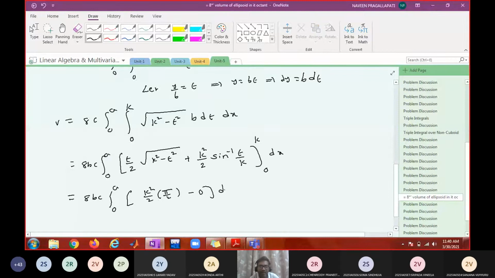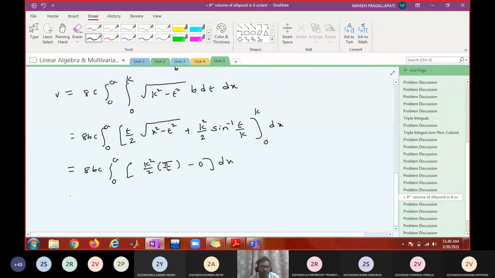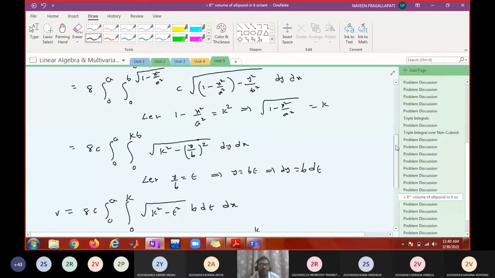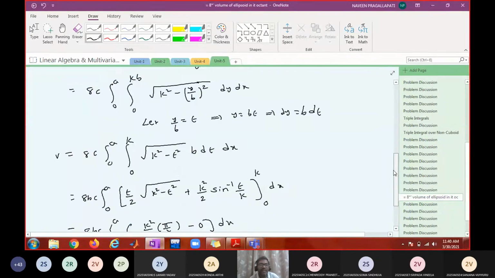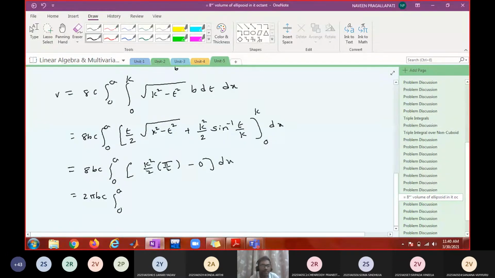Dx. Is that okay? So 2 2s are 4, 8 by 4 is 2. 2BC, 0 to a, into pi. Pi's also can be taken out. So 2 pi BC. And what is K square now? 1 minus x square by a square, 1 minus x square by a square dx.